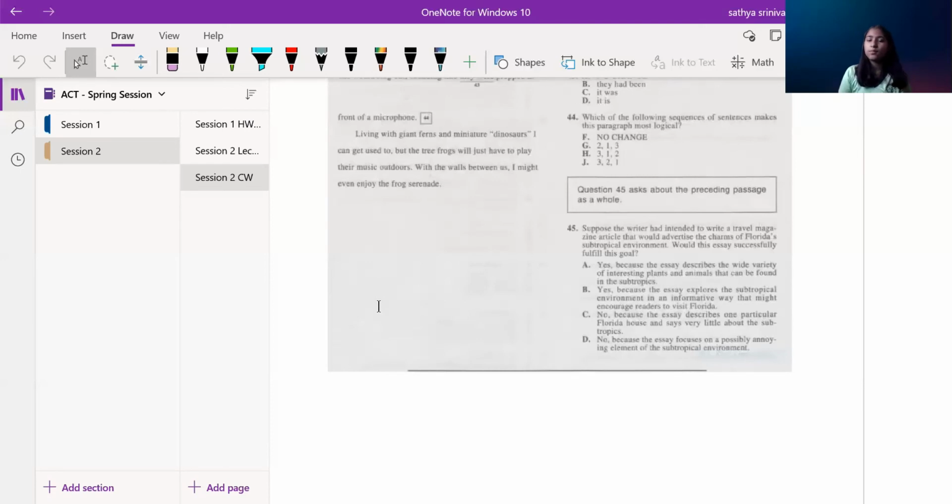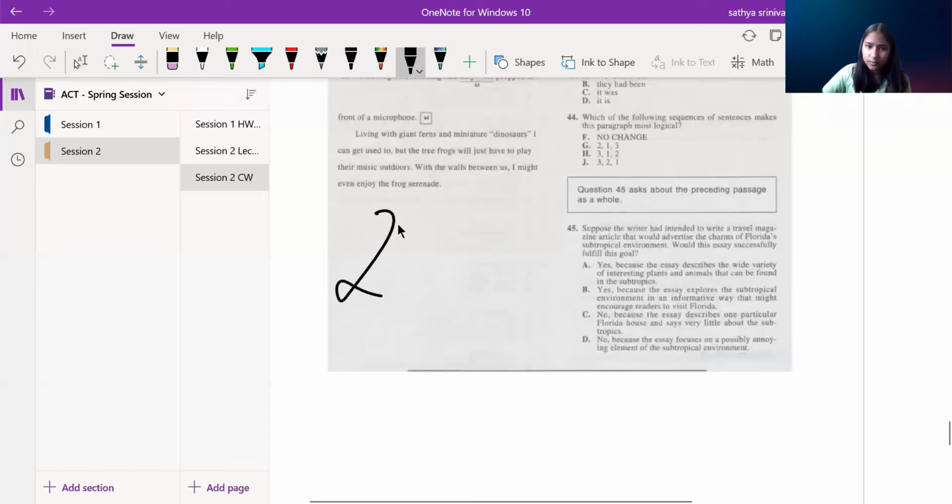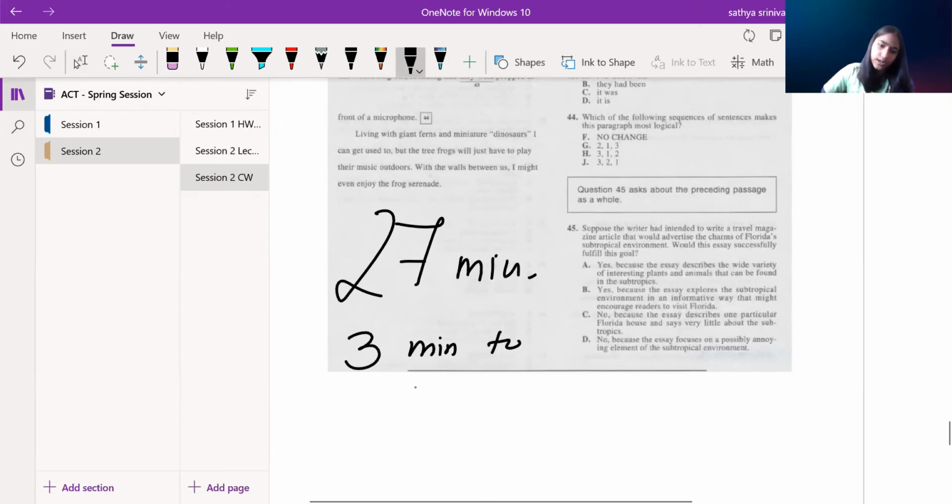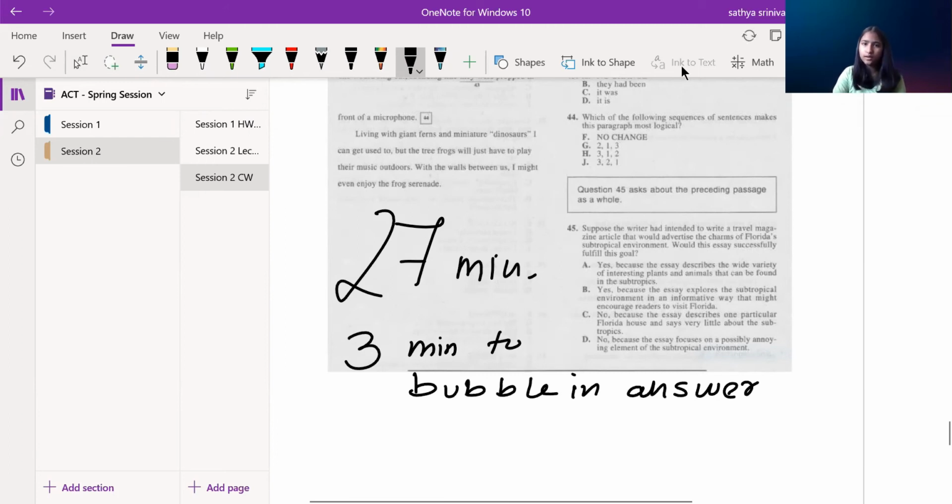So you guys will have about 27 minutes. You should time yourself for the classwork for about 27 minutes. And then you can take about 3 minutes to bubble in your answers online. So is everyone clear on how to access the online bubble sheet? Any questions on that, or you guys good?